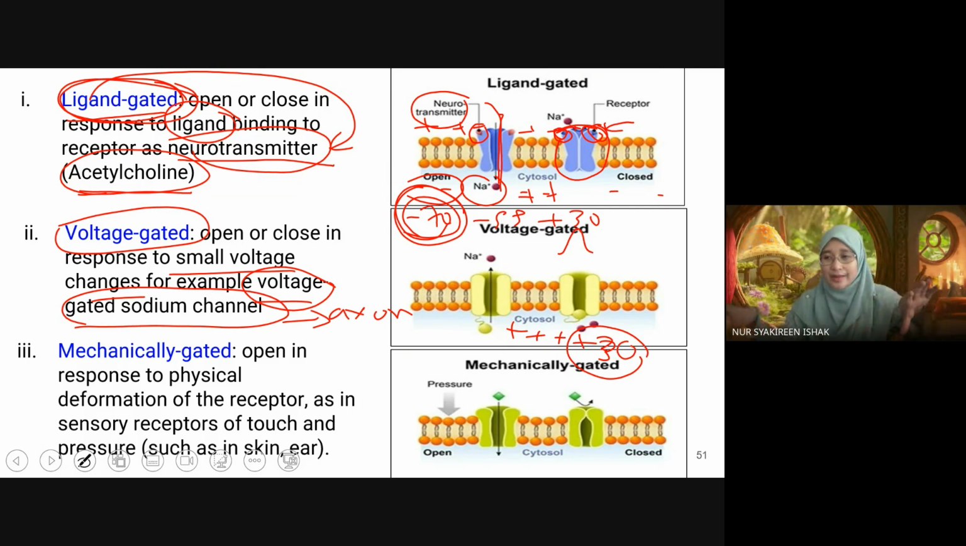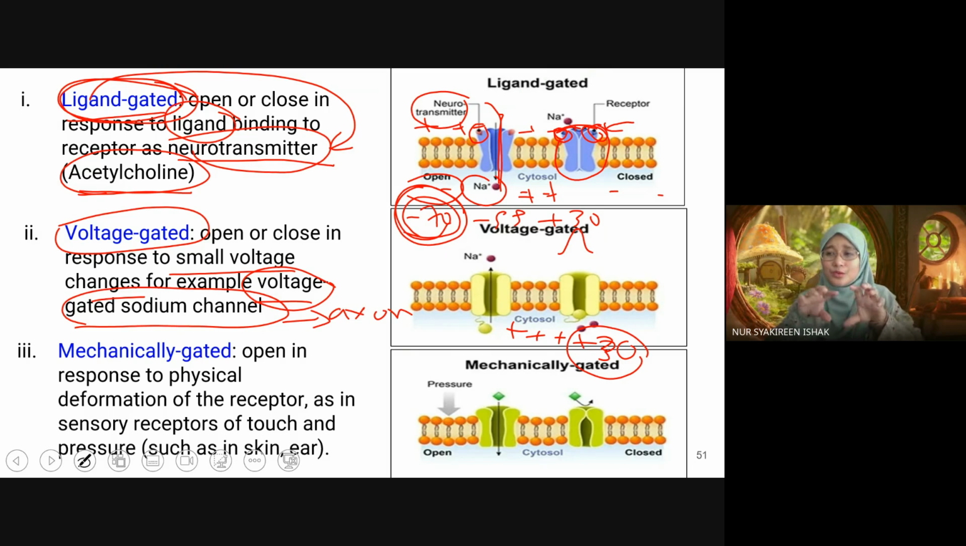You have to recap the structure of the neuron. You have the cell body. From the cell body there will be dendrites, right? Dendrites is where you are going to find ligand gated channels. So dendrites, cell body, and then from the cell body it extends into the axon. Axon is where impulse will be generated.